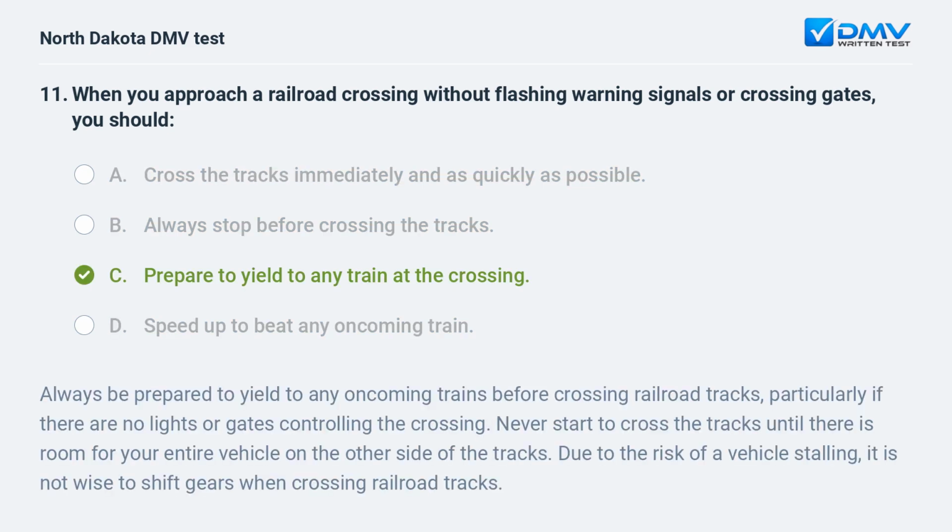C. Prepare to yield to any train at the crossing. Always be prepared to yield to any oncoming trains before crossing railroad tracks, particularly if there are no lights or gates controlling the crossing. Never start to cross the tracks until there is room for your entire vehicle on the other side of the tracks. Due to the risk of a vehicle stalling, it is not wise to shift gears when crossing railroad tracks.